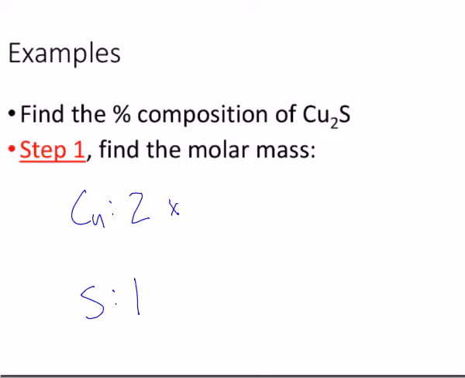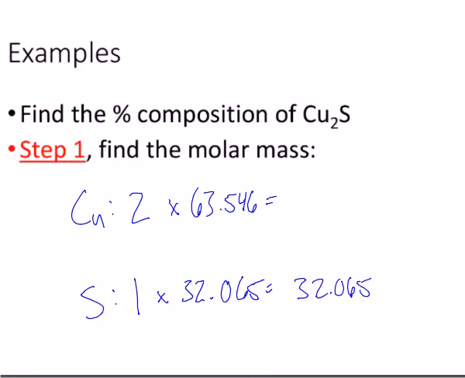What's the molar mass of copper? What's the molar mass of sulfur? That math is pretty easy there. What's 2 times 63.546? You all have calculators. Plug it in. 127.092. All right. That's our first part for that.